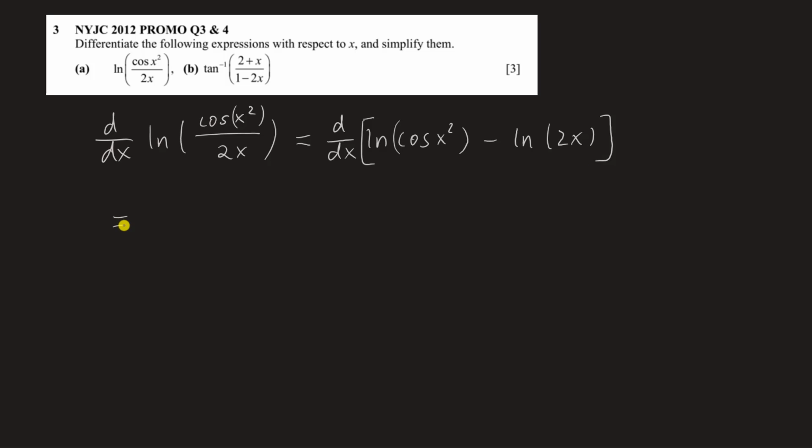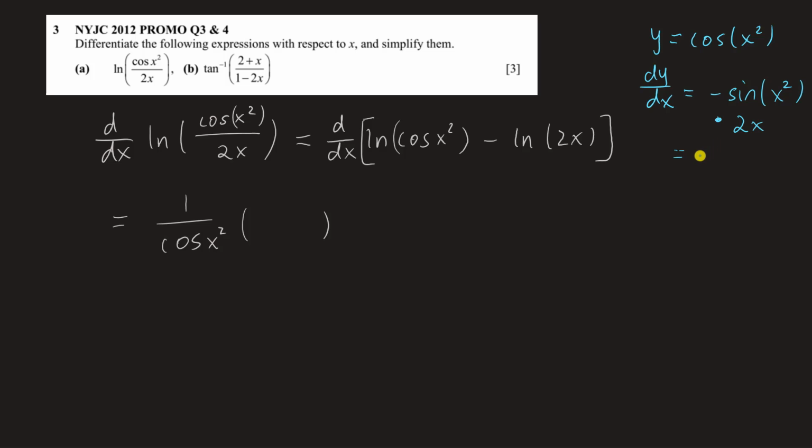And this would give us, let's differentiate the first one first. Ln of cosine x squared will give us 1 over cosine x squared multiplied by the differentiation of cosine x squared. So if you can't do this mentally, let's just start a mini side project. Let's differentiate cosine x squared. So to differentiate this would just be negative sine of the function, which is x squared, multiplied by the differentiation of the content. This will give you 2x. So this is actually negative 2x sine x squared.